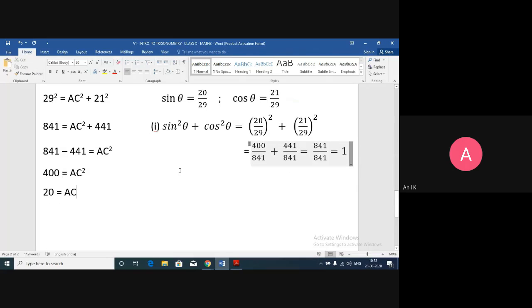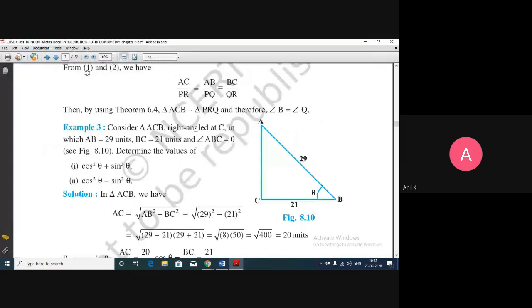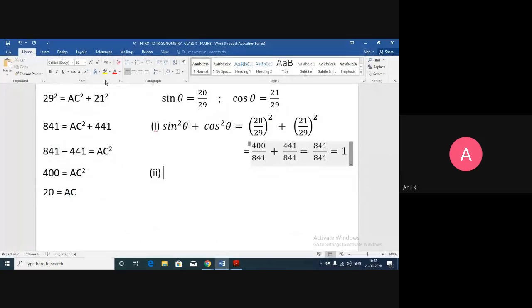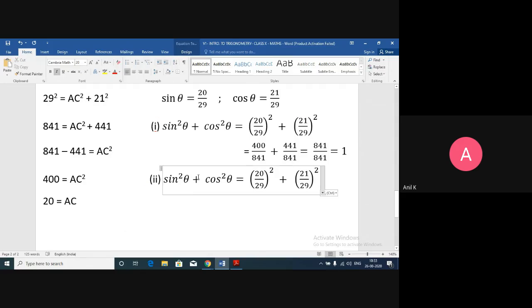Now what is the second question's answer? The second question is given as sine square theta minus cos square theta. Let me copy this, till here I'll copy. This is sine square theta minus cos square theta. Here a minus sign will come: 20 upon 29 whole square minus 21 upon 29 whole square.